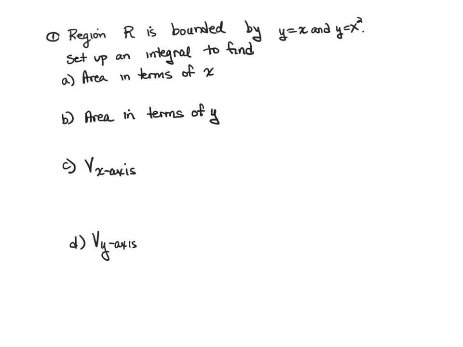So region R is bounded by the two curves y equals x and y equals x squared, and we want to set up an integral to find the area of this region with respect to x and with respect to y. Okay, we have to review that. And then the volume when region R is revolved around the x-axis, and the volume when the region is revolved around the y-axis. All right, again, for all of these problems, it's very important to sketch the area of the region. We do not need to sketch the solid, just the area of the region.